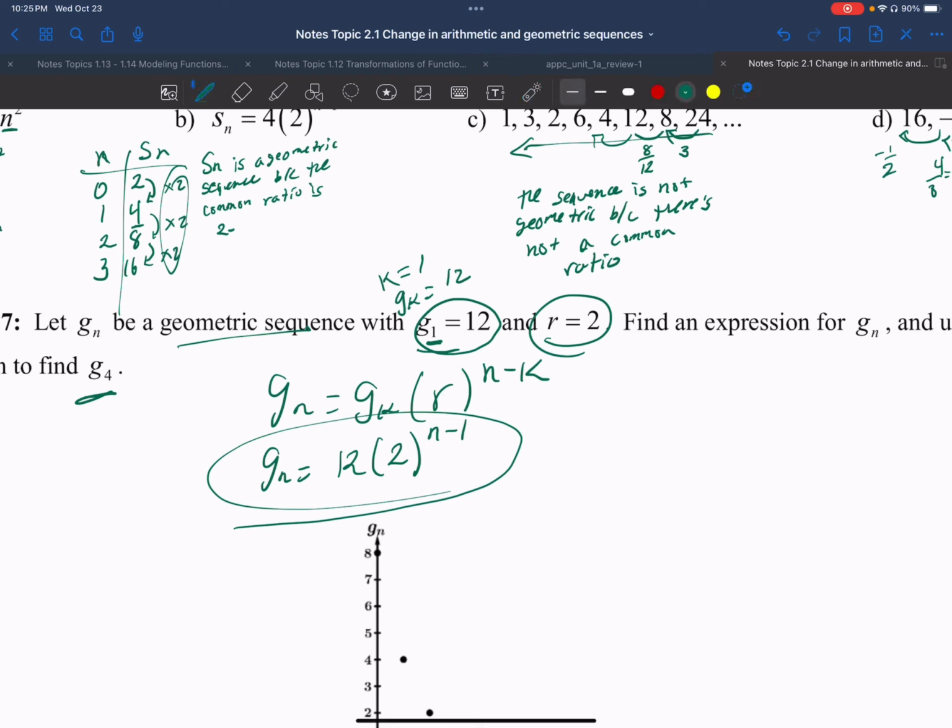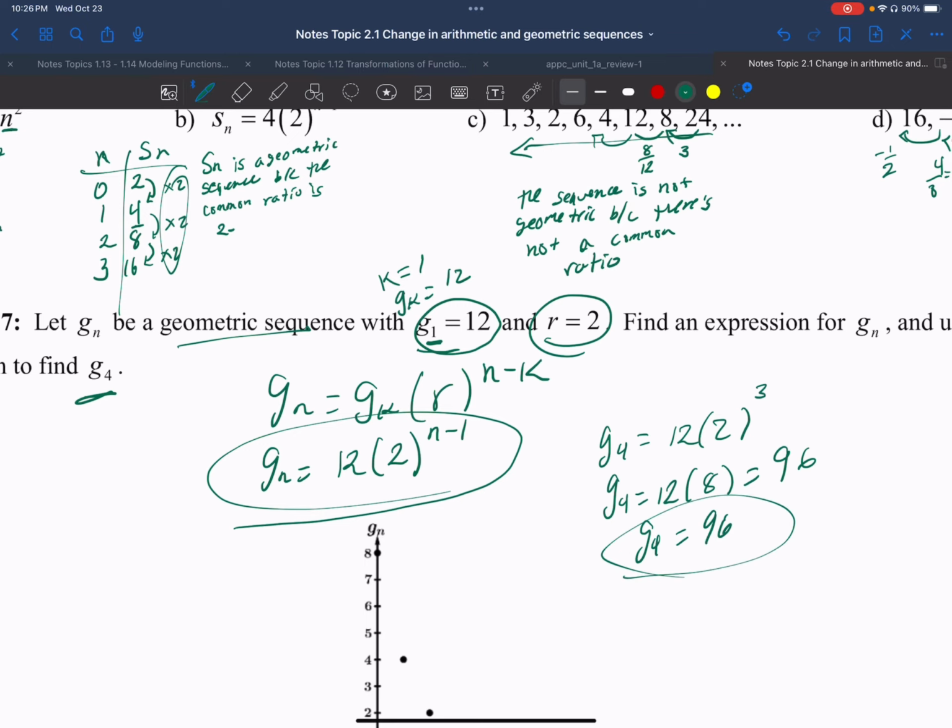After that, I want to find g of 4, which is going to be 12 times 2 to the power of 4 minus 1, which is 3. So g sub 4 is going to be 12 times 2 cubed, which is 8. And then 12 times 8, which will give me 96. So g sub 4 is equal to 96 will be my second answer.